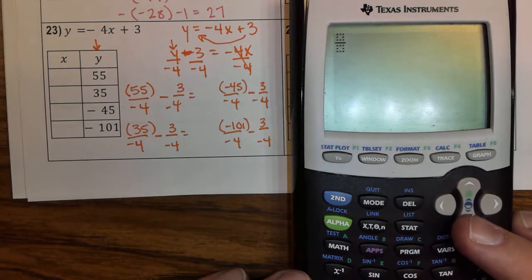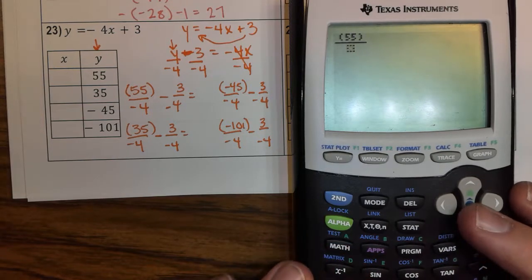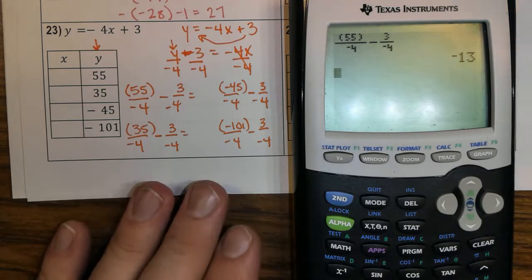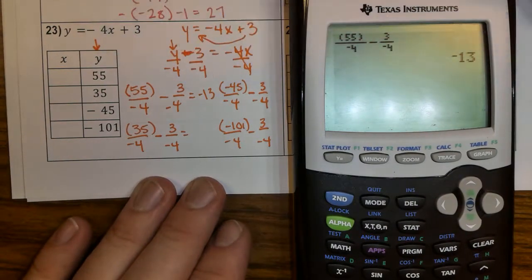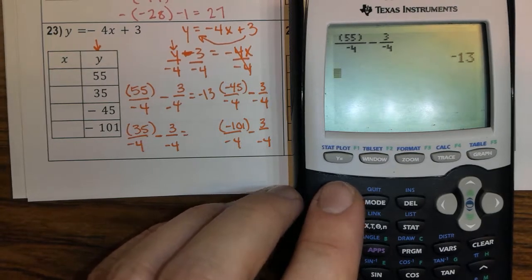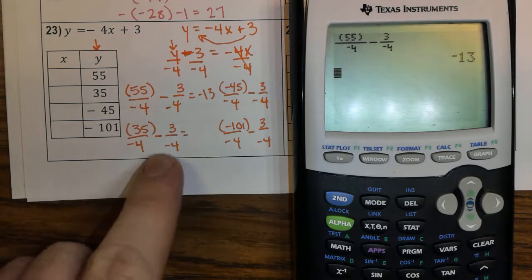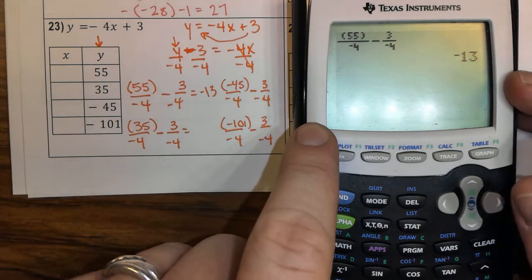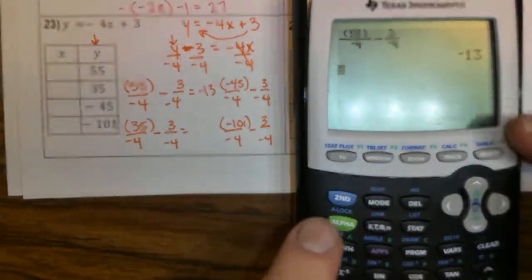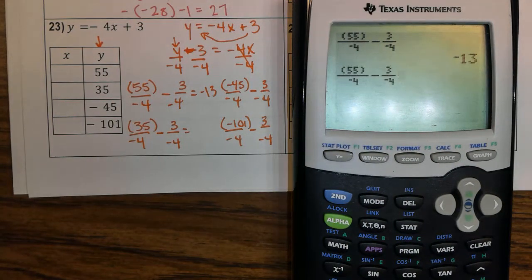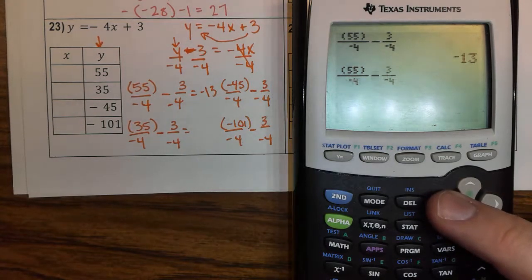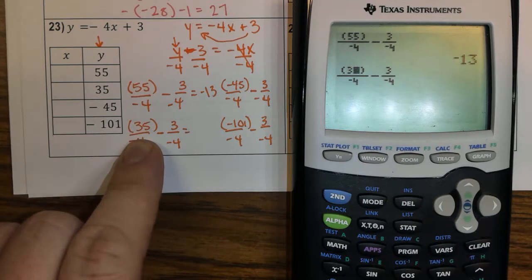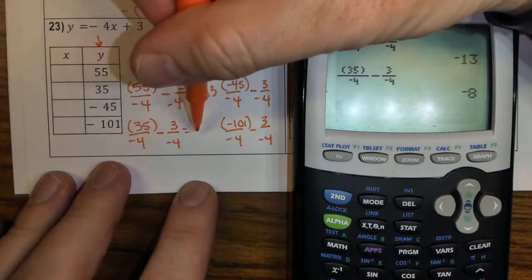So I have fraction 55 over negative 4 minus 3 over negative 4. And look at that. Just like I said, it will do the math for me. That's great. Now, here's a cool trick on the calculator. Notice how I'm typing in the same thing 4 times. I'm just changing the one number. On a calculator, once you type it in once, I can hit second enter. And look, it types in all the same stuff. I just have to go all the way back over and change 55 to 35. Enter. Just saves a little bit of time.